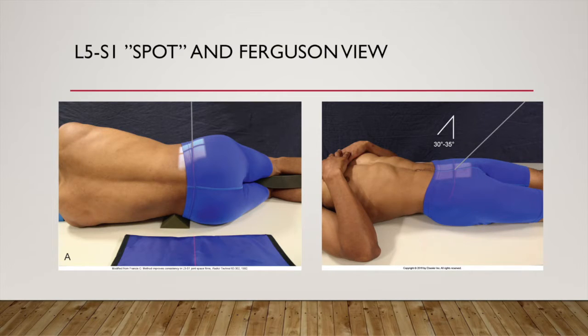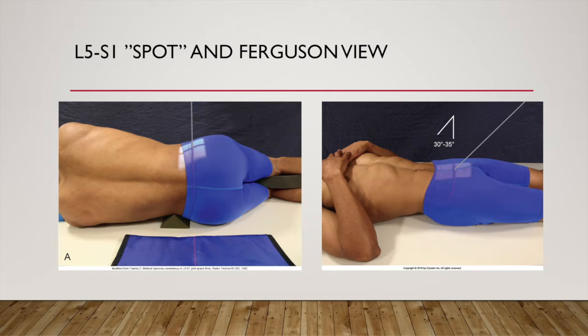Lastly, the setup for the L5-S1 spot view, which is the left image, is similar to the lateral view, except the central ray is going to be angled cephalic or caudal depending on the interiliac plane. The central ray is going to be angled caudal if the upper iliac crest is more superior than the lower crest, and the central ray is going to be angled cephalic if the upper iliac crest is more inferior to the lower crest. If the interiliac plane is perpendicular to the IR, the central ray will also be perpendicular.